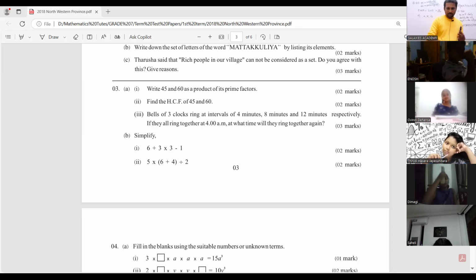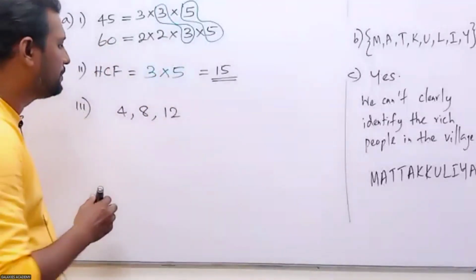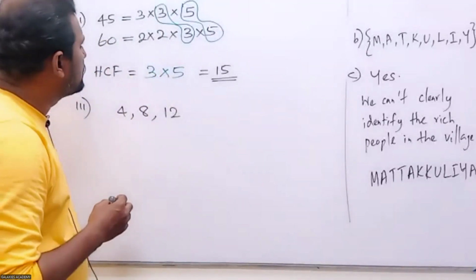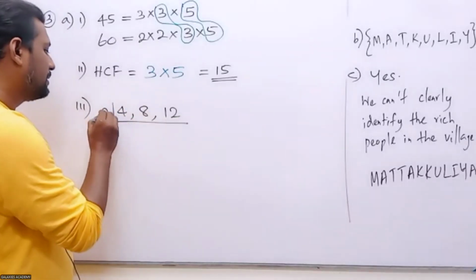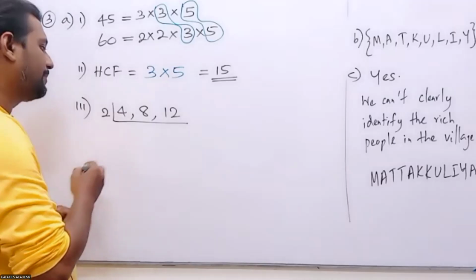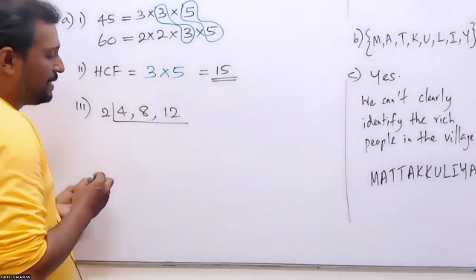LCM, right? First, we can go to check the LCM of these three numbers. I will use the division method to find the LCM. I will divide these three numbers together by prime factors. First, I will divide by 2.